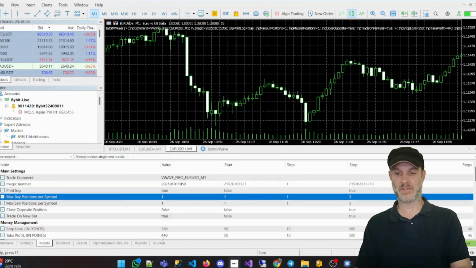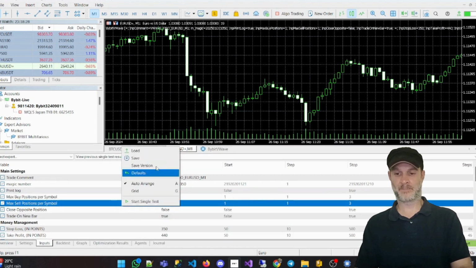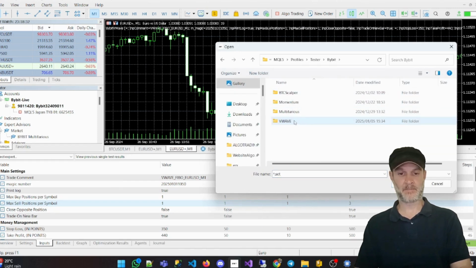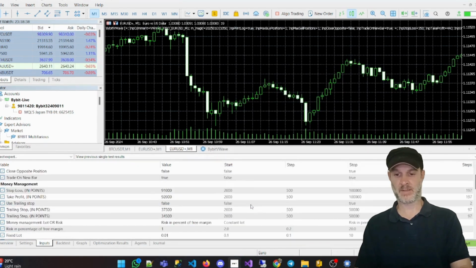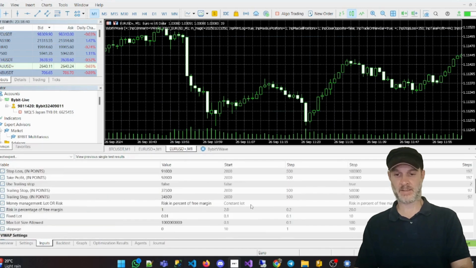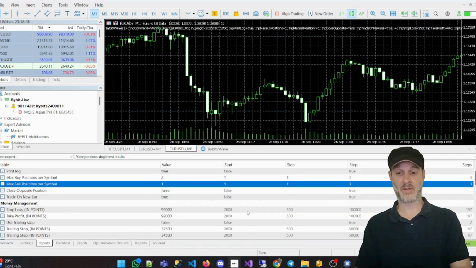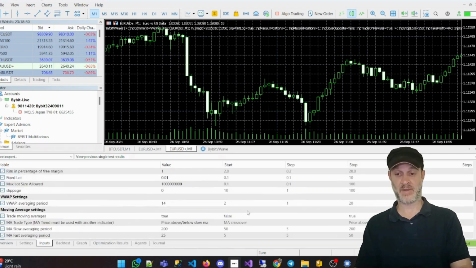Now what I'm going to do is load my Bitcoin set, the gold set as well. Maybe we've got time to do that. So a Bitcoin set. I will take you through the input parameters shortly, and show you the exact strategies that I am using based on the VWAP.